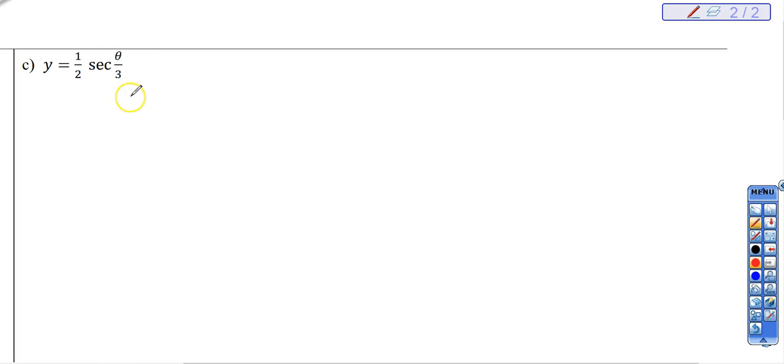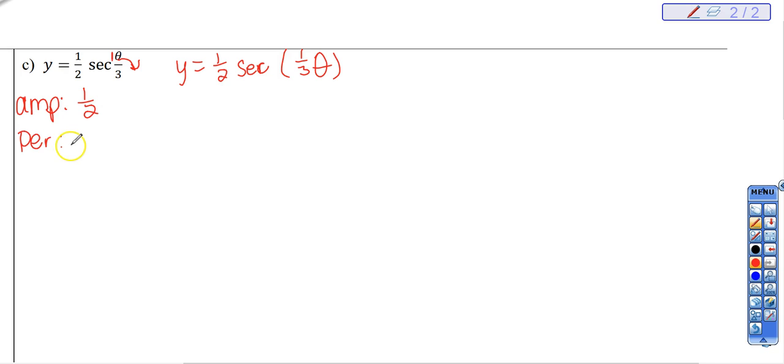Again, that could feel really uncomfortable, so I'm going to put the coefficient of theta, which is a 1, and he's going to kick theta off. So we have y equals 1/2 secant of 1/3 theta. So it's a little easier to see your B term. So your amplitude is half.